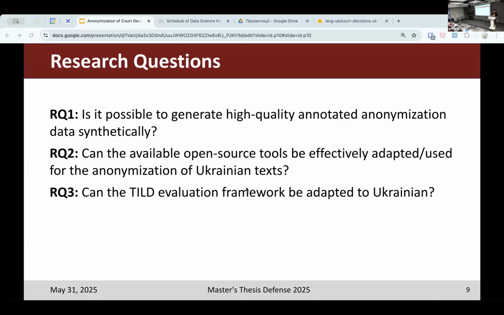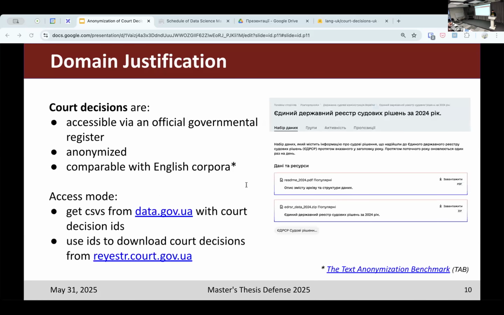In addition, our study is guided by three primary research questions. Question 1 being, is it feasible to generate a high quality anonymization data set synthetically? Question 2 being, can the available open source tools be effectively adapted and used for anonymization tasks in Ukrainian? And the third one is whether we can adapt the TILT framework for anonymization to evaluate anonymization of Ukrainian tasks. And these questions basically shaped both the technical direction and methodology design for this project.